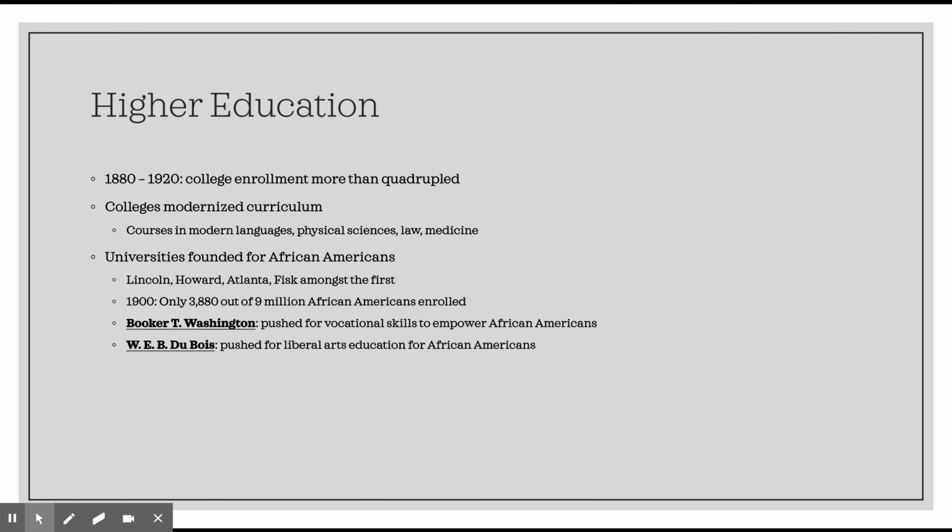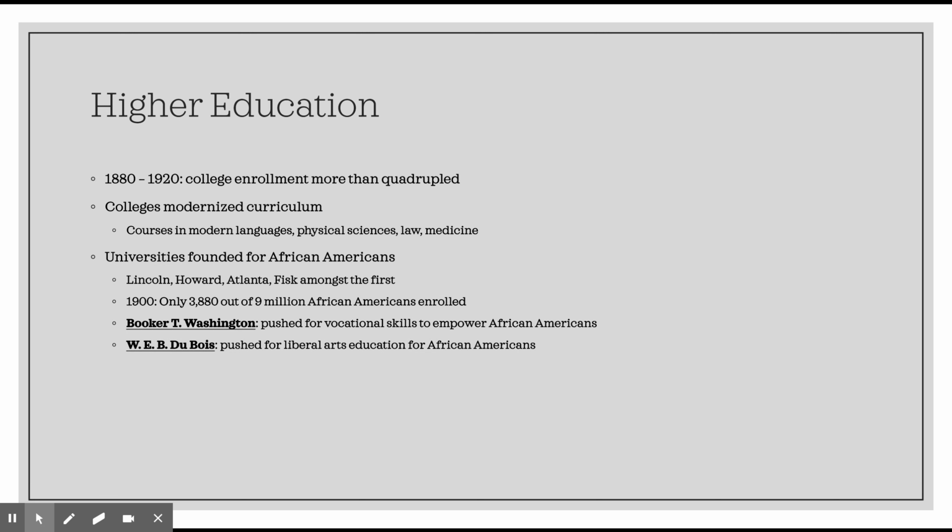Now, let's take a look at higher education, so colleges and universities during this time. And it's important to note that during this time, the 40-year span from 1880 to 1920, college enrollment in the United States more than quadrupled. So 4 times as many people enrolled in college during this time compared to previous decades. And part of this was because colleges were modernizing their curriculum. So they offered courses in modern languages, in physical sciences, in law, medicine, and more contemporary subjects.